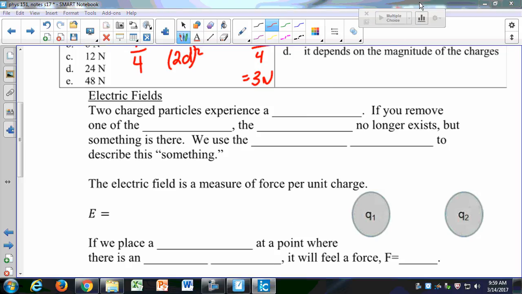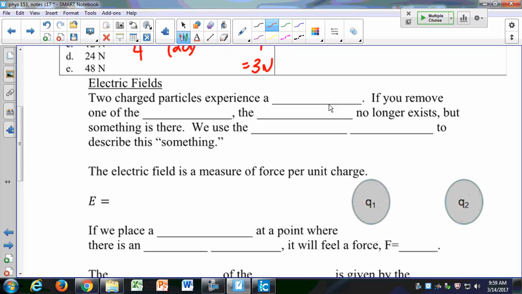Let's do electric fields. And I'll let you out soon. I wanted you to do a little survey for me soon. But electric fields: two charged particles experience a force. If you remove one of the particles, the force no longer exists, right? You have to have two bodies in order to have a force. If I have two particles, they both experience either a repulsive or an attractive force. But if I take away one of those particles, this particle no longer feels that force. It just sits out there in space with no force acting upon it.